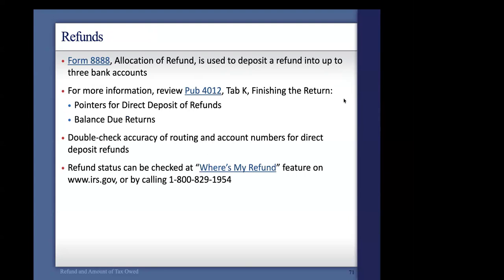Refunds. The Form 8888 is the allocation of refund. That form is used to deposit a refund into up to 3 bank accounts. If the taxpayer wants to split their refund into multiple accounts, up to 3, then you can use the Form 8888. It is going to populate based on the information that you enter on that return. It refers to Publication 4012, Tab K, finishing the return.